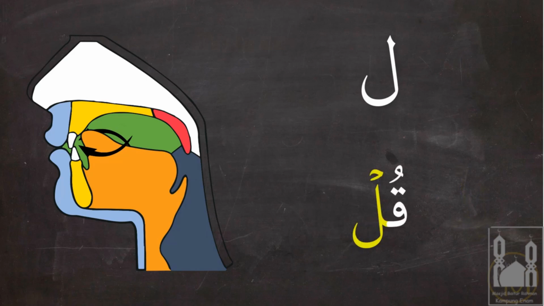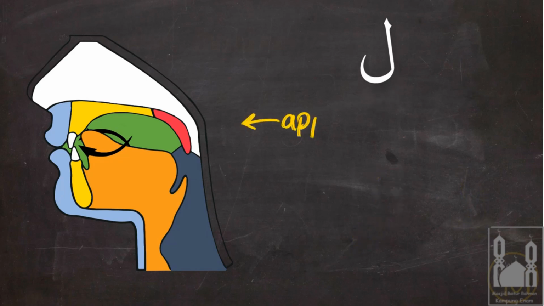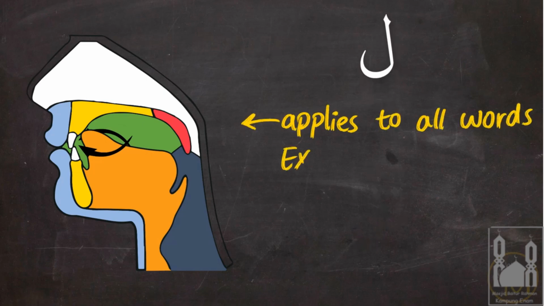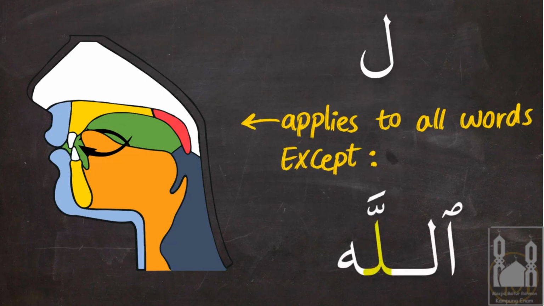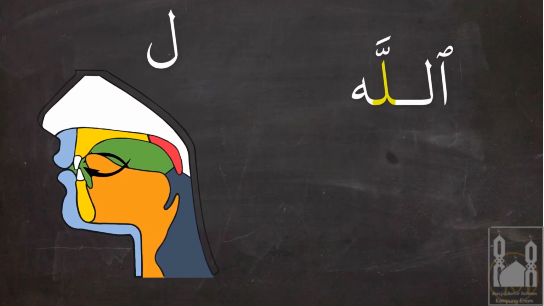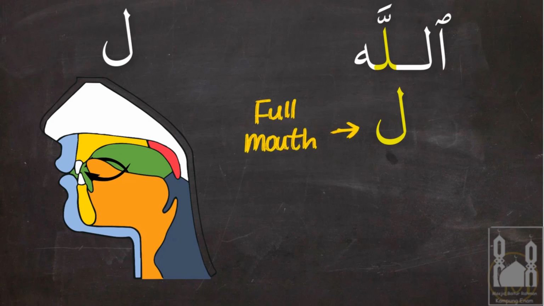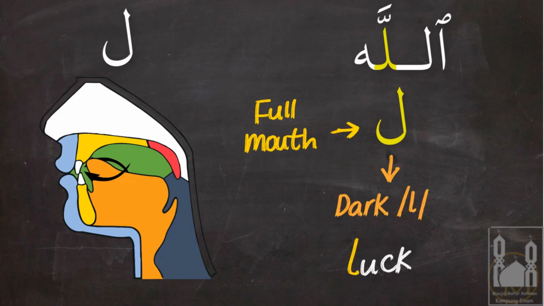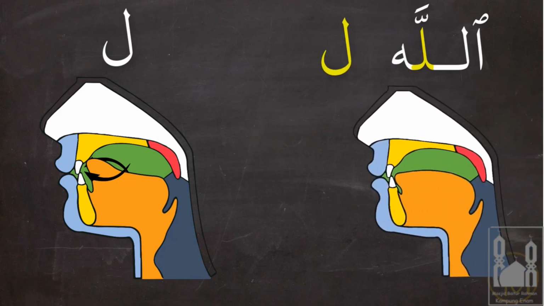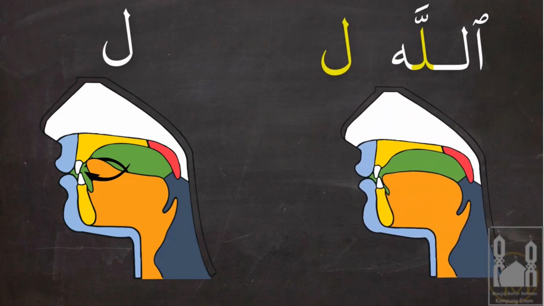So this is how you pronounce the lam in every single word in Arabic, except in one word, which is the most honored word, Allah. When starting at the word Allah, lam will be pronounced slightly differently from all other words in Arabic. Specifically, it will be a full mouth lam, or as we call it in English, the dark L, as in the word luck. And pronouncing lam like that requires different movement than the previous one.